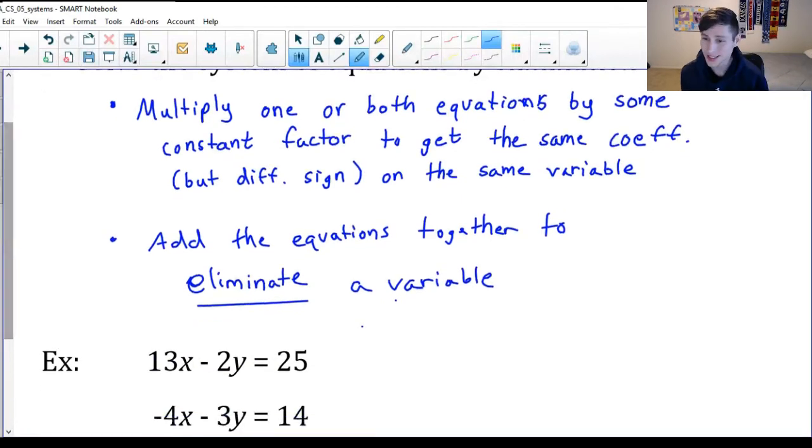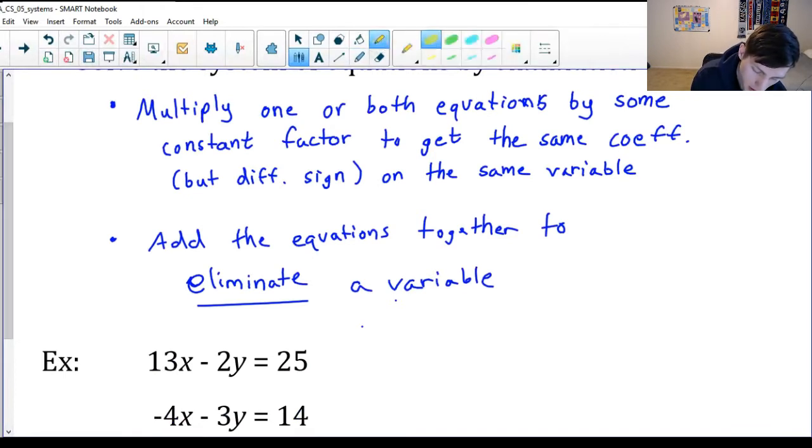So for example, for this system, 13x minus 2y equals 25, negative 4x minus 3y equals 14. It's not a very good candidate for substitution because I see coefficients, coefficients, coefficients, coefficients. None of these coefficients are just 1 or negative 1. So I'm not in a great spot to do substitution. So I'll instead rely on my elimination abilities.